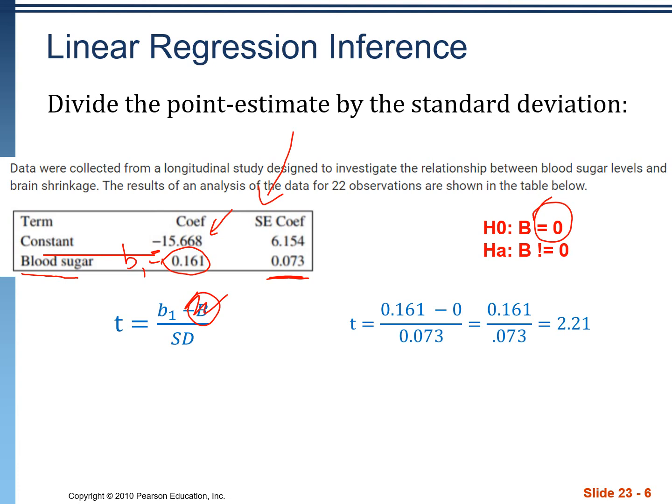We're going to take this 1.6. We subtract the 0. We can just leave that off. And we divide by that standard error. And that'll give us that test statistic.